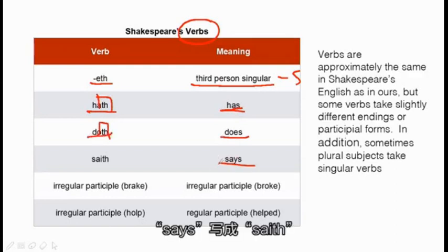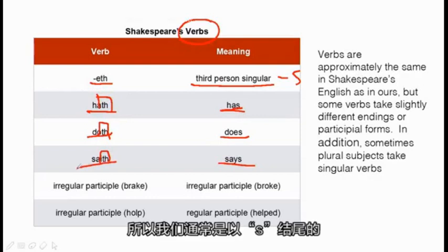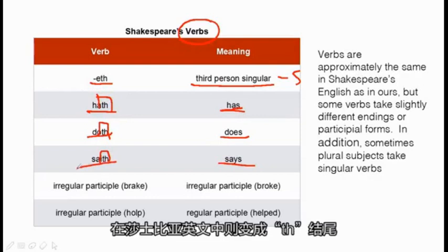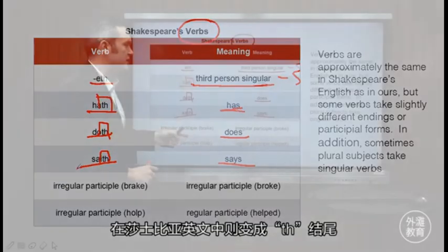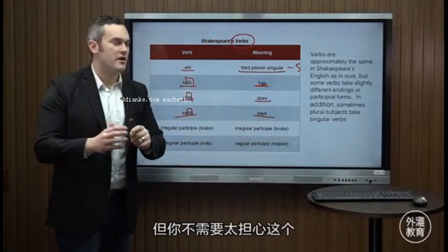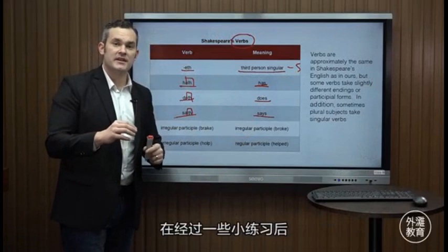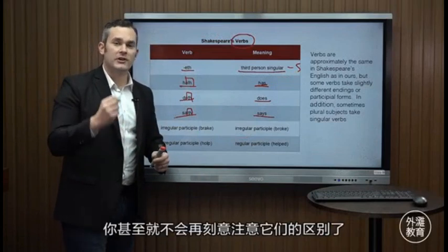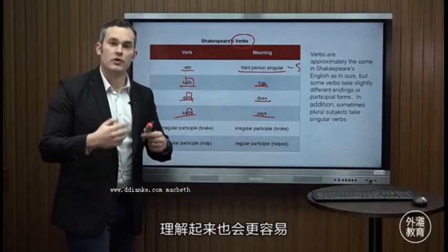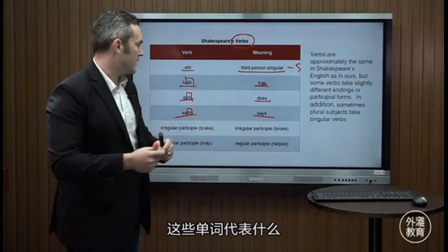Says is saith, right? So oftentimes this S that ends is turned into a TH in Shakespeare's English. But this is nothing for you to worry about. After a little bit of practice and knowing to look out for it, you're not even going to notice it anymore, and it's going to become really easy to understand what these verbs mean.